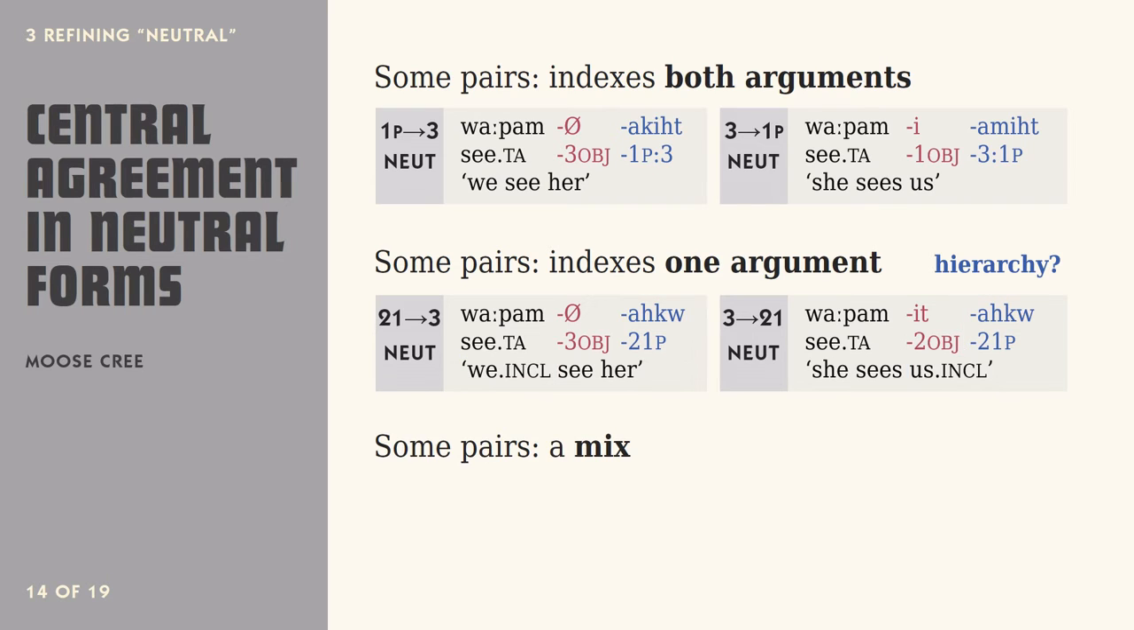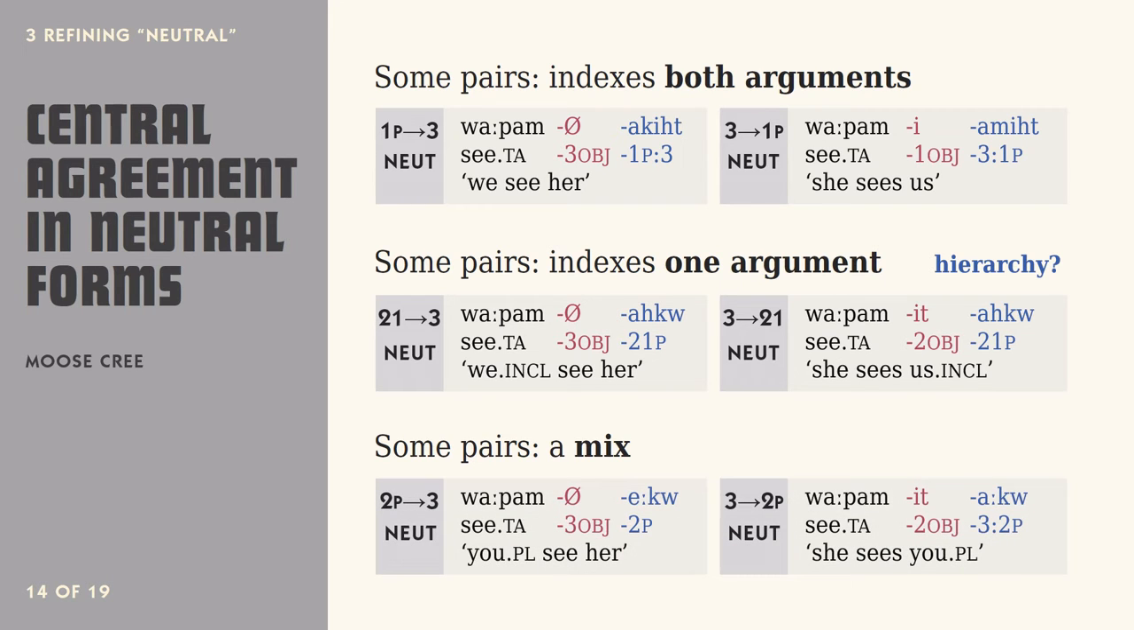And then there are pairs of neutral forms that show mixed behavior. We can see this in forms that involve second-person plural. When 2p is the agent, the central agreement indexes only 2p. But when 2p is the patient, the central agreement is a portmanteau that indexes both arguments. Whatever's going on here, it's too subtle to capture using the person hierarchy that governs the direct and inverse forms.